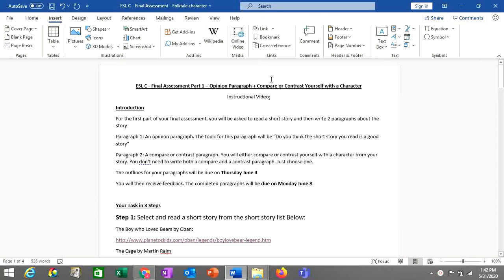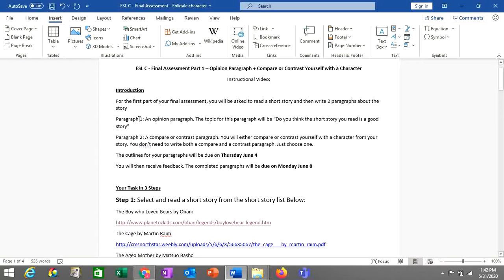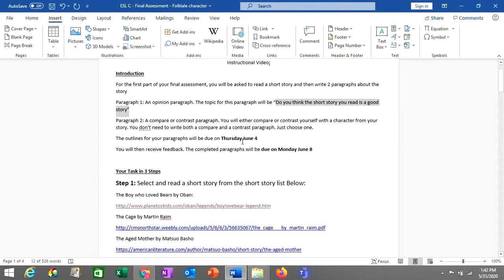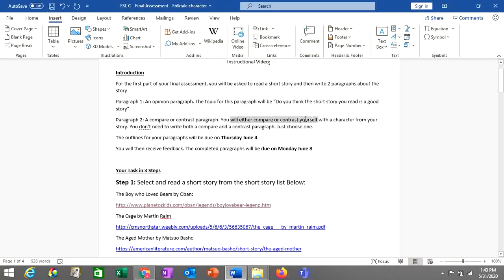Okay, so what are you writing these paragraphs on? You're going to be writing them on a folktale or a short story. So you're going to have to read the folktale or read the short story, write an opinion paragraph about what you think of this story, and a compare or contrast paragraph where you compare or contrast yourself with a character from the story. Okay, so paragraph 1, as we said, is an opinion paragraph, and the topic will be, do you think the short story you read is a good story? Do you think it's a good story, or do you think it's not a good story? Paragraph number 2, compare or contrast yourself with a character from your story.